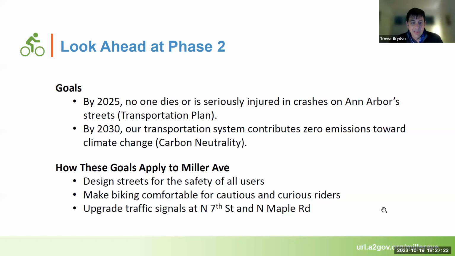And so, wanting to have a little bit more separation and some countermeasures, like the cycle track, that are shown to increase safety for cyclists along a corridor. That will also come with needing to look at the traffic signals at 7th and North Maple.